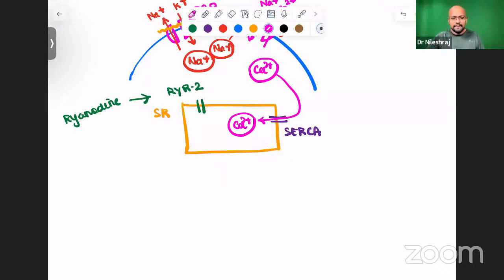See, it's a simple logic, buddy. We have the cardiac muscle. When the cardiac muscle is contracting, you know what happens? The calcium which is present in the extracellular area will come and bind with this ryanodine receptor. Whenever the ryanodine receptor is getting stimulated, it will produce more release of all stored calcium from the sarcoplasmic reticulum. Sarcoplasmic reticulum contains calcium which is stored in it.